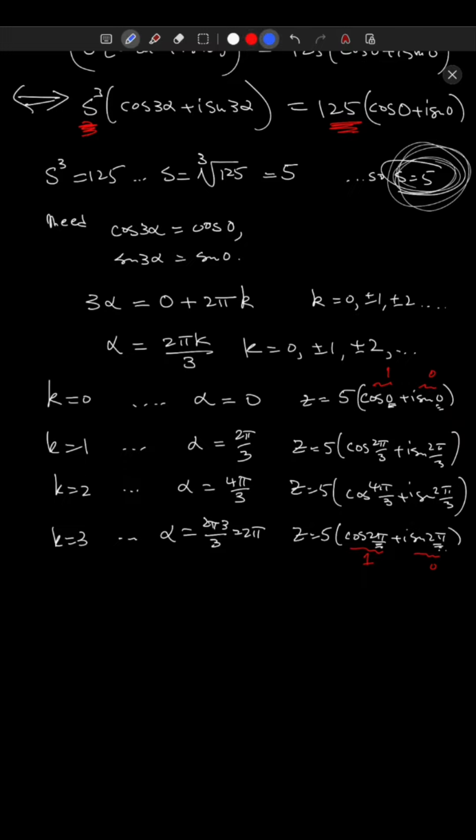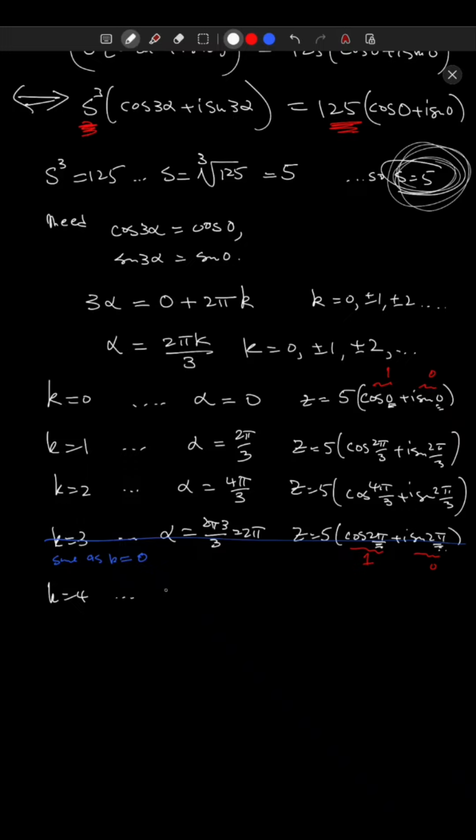So even though it looks like there's an infinite number of solutions, what's going to happen is most of them repeat, right? k equals 3 is the same as k equals 0, right? So let me just cross that out to indicate it's one that we already have. Okay, let's look at k equals 4.